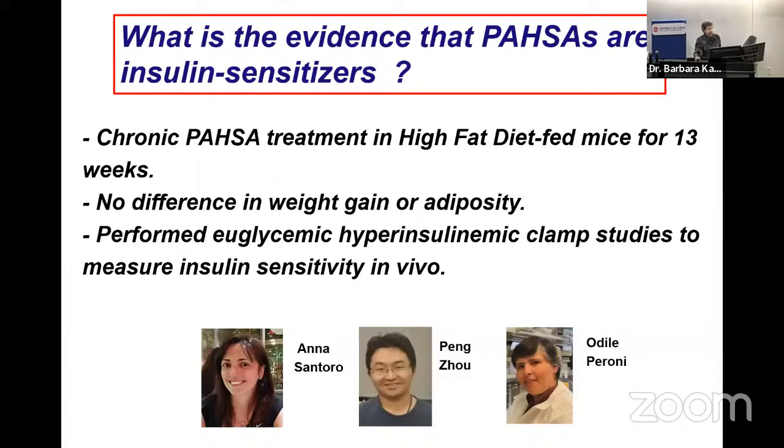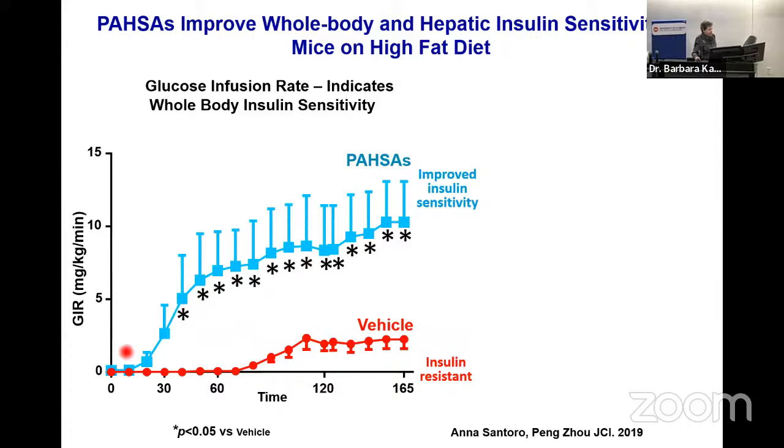So what is the evidence that PASAs are insulin sensitizers? For this study, Anna, Pong, and Odile chronically PASA-treated high-fat diet mice for 13 weeks. There was no difference in weight gain or adiposity. And then they performed the euglycemic hyperinsulinemic clamp to measure insulin sensitivity in vivo. So here is the glucose infusion rate. And you can see in vehicle-treated high-fat diet mice, very little glucose needs to be infused to maintain glucose levels with insulin infusion. But when mice have chronically been treated with PASAs, their insulin sensitivity is markedly improved.